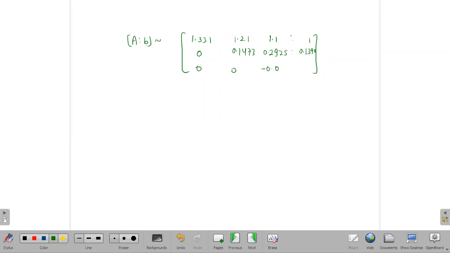So that will become 0.01, and this will become 0.000000. Okay, so this is an upper triangular matrix. Now, using backward substitution.